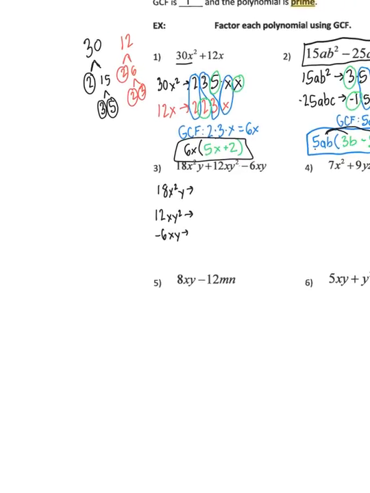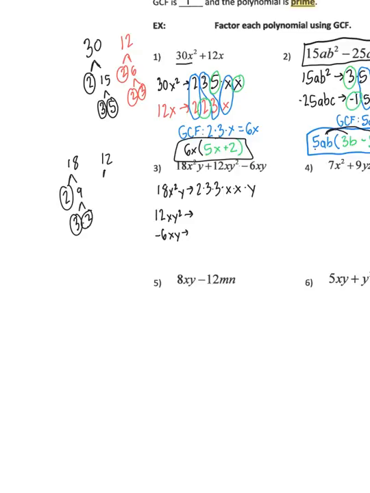Okay, so if I break 18, I can break that into 2 and 9. 9 goes, I get 9 by 3 times 3. So that gives me 2 times 3 times 3. That gives me 18. And I've got 2 x's and I've got 1 y.